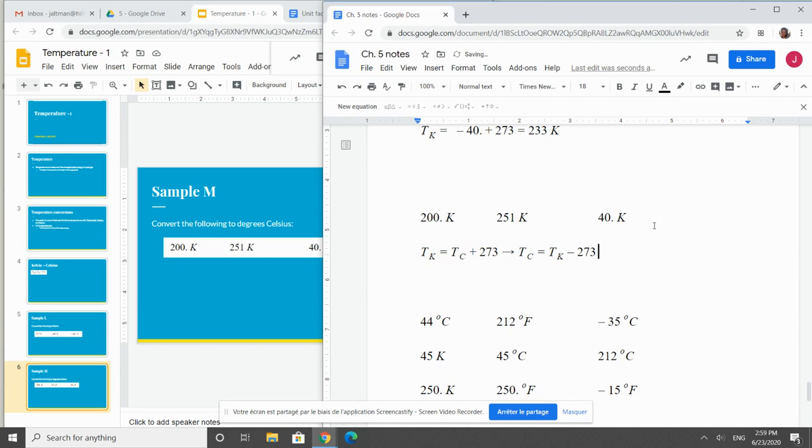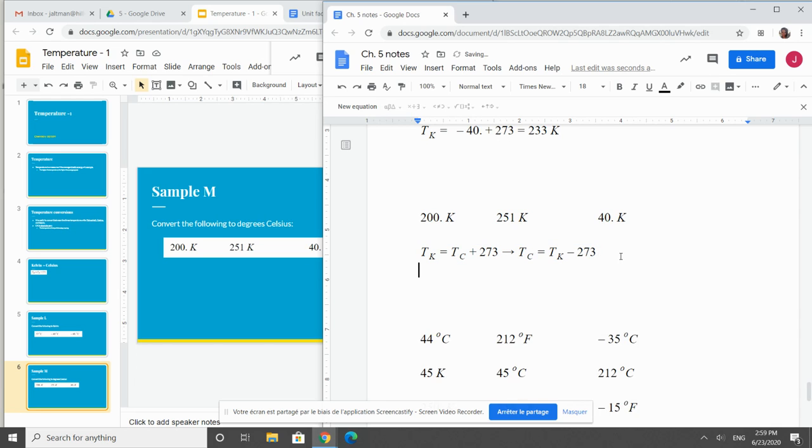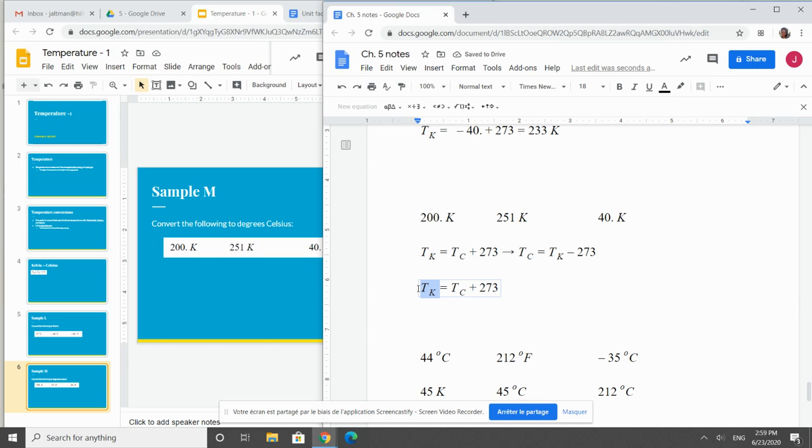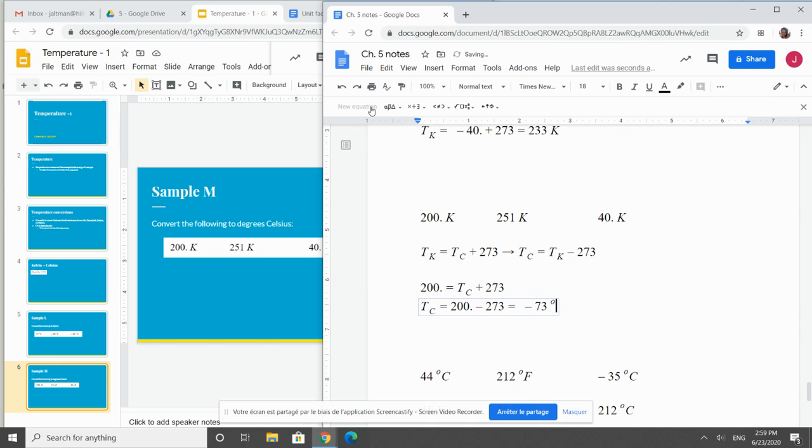Or I'm going to do it the way that probably most of you would prefer, is you just take the example and plug in for what you have. So my first one, I've got 200 Kelvin, so I plug that in for TK, and then I solve for TC. I'm going to just round it to the ones place. We got negative 73 degrees Celsius, so that is extremely cold.